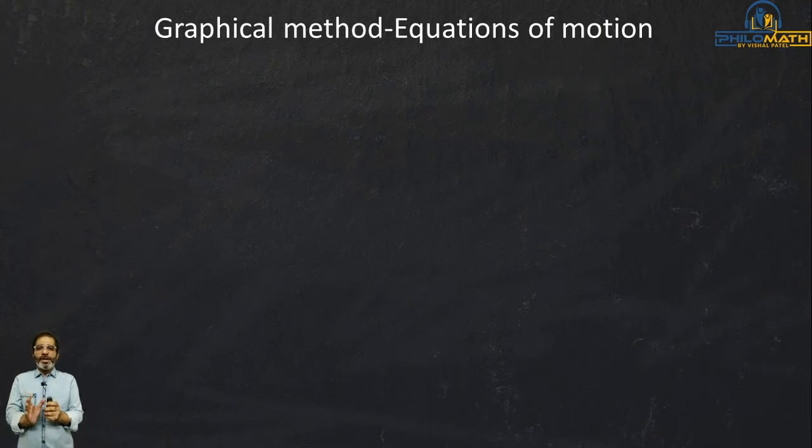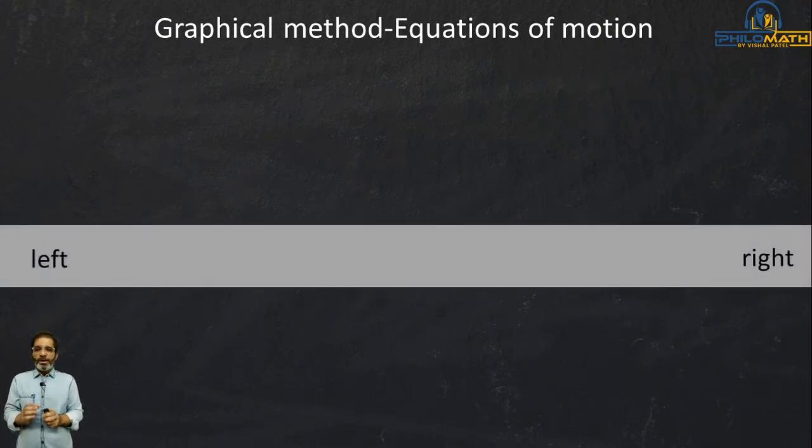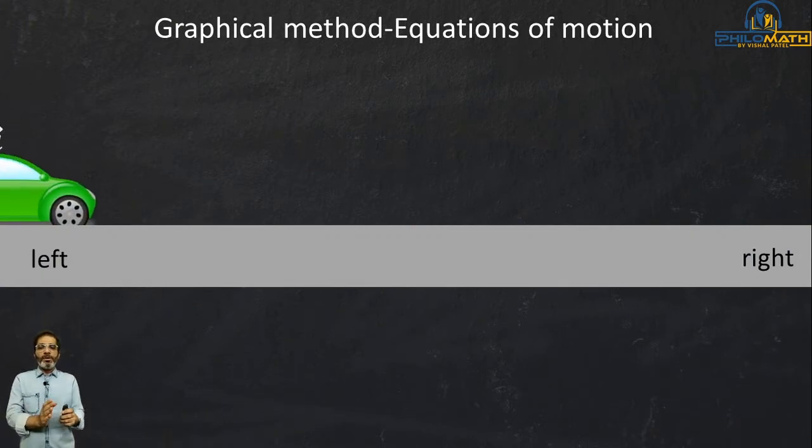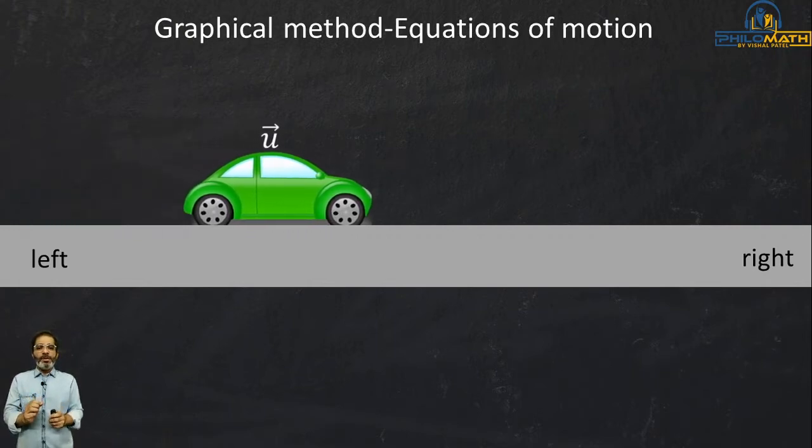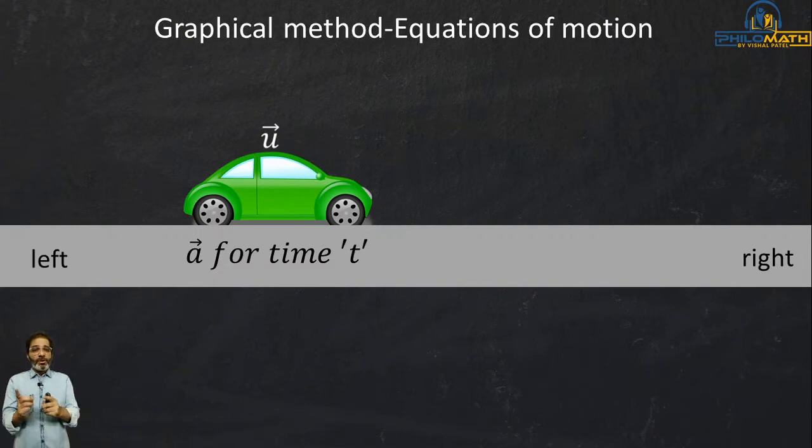Let me illustrate this with an example. We have a road and there is a car moving along the road. Let the initial velocity of the car be u, and the car is moving from left to right. When the car reaches this particular point, I am accelerating the car with an acceleration a in the same direction, towards right, for a given time t.